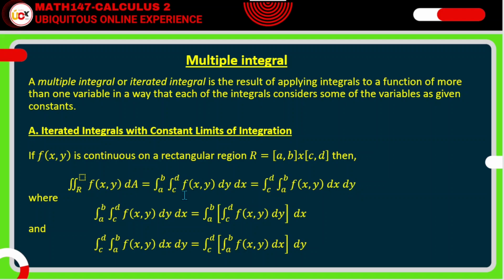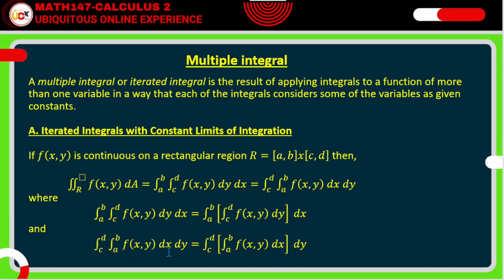To evaluate the double integral of f of xy with this order, dy comes first before dx, you have to evaluate the integral of the function f of xy first with respect to y, where y is from c to d. And then the resulting integral will be integrated for the second time, but with respect to x, where x is from a to b.